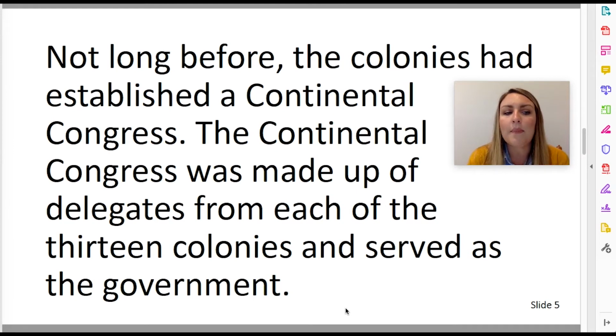What was it made up of? Yes, it was made up of delegates. Say delegate. A delegate is a person representing or making decisions for a large group. So they're kind of like the leader of the group. So the Continental Congress was a group of leaders from other different colonies. What was their purpose? Yes, they acted like the government. Good job, boys and girls.